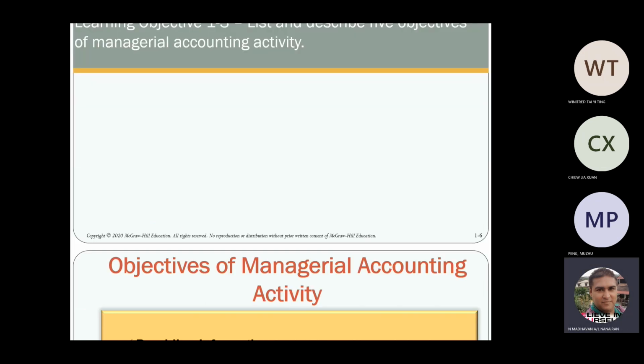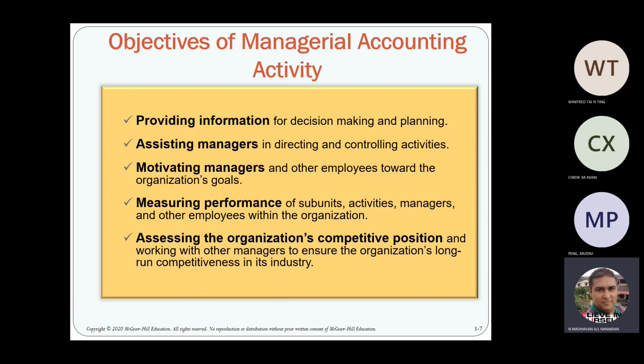Moving on. So what is the objective of managerial accounting activity? Number one, provide information for decision making and planning. For example, you are going to start a production. One of the most important things you need is the material. Yes or no? Do you randomly go to any supplier and buy the material, or would you plan your production first of all? How much material you need? What is the cost you're anticipating? Then only you will look for the material, isn't it? So in management accounting, we provide information to the manager.